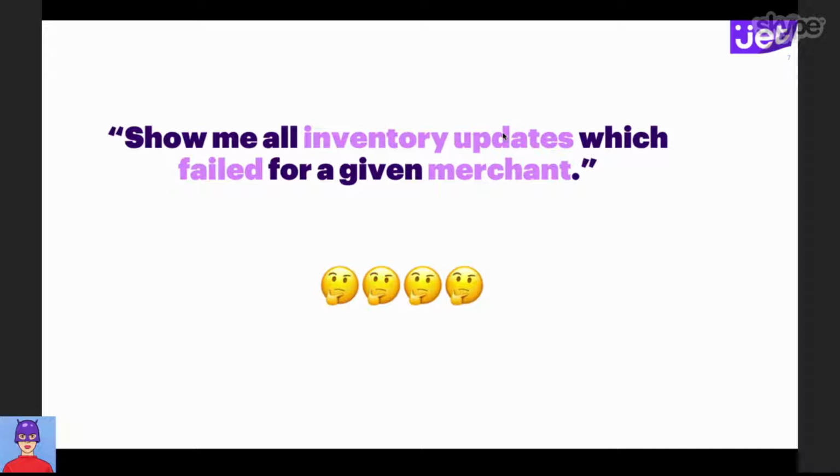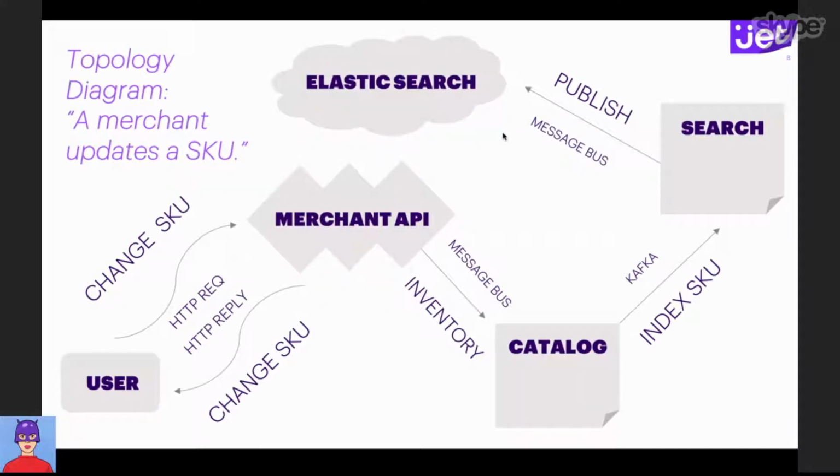Okay, so maybe if you were trying to solve this query, you might first start with, okay, what's an inventory update? So you might go to the inventory team and say, hey, can you draw me a diagram of everything that's going on in an inventory update? And they might give you something that looks a little like this. So our merchant here, which is the user in this slide, might go into their dashboard and change the price of a SKU, and that's all going to be happening synchronously.